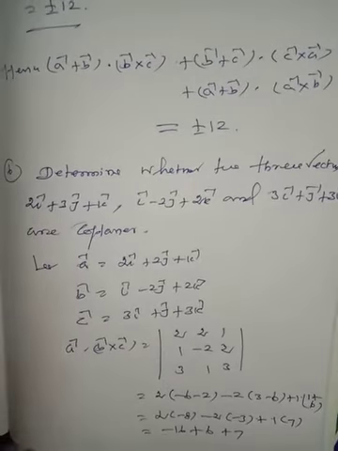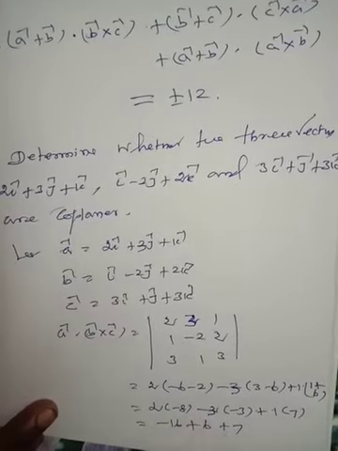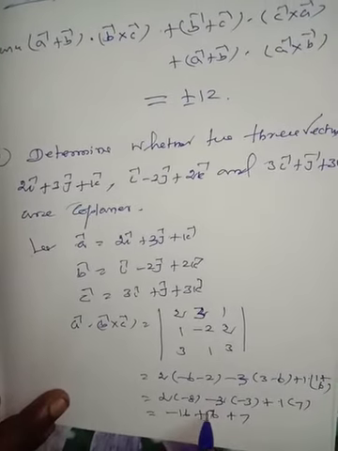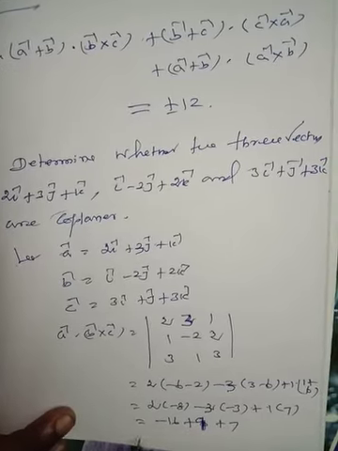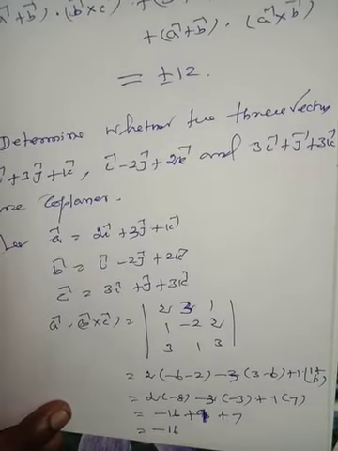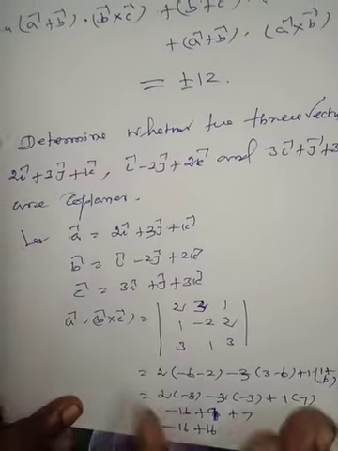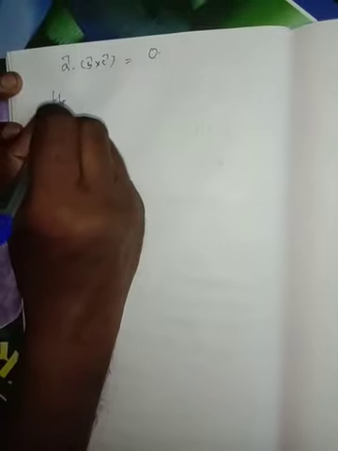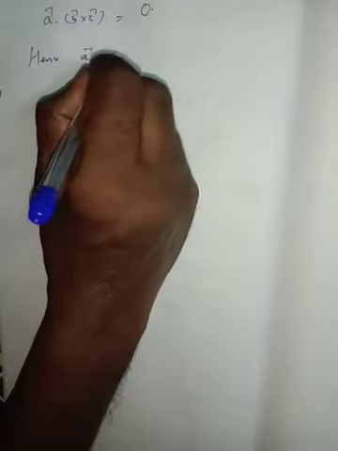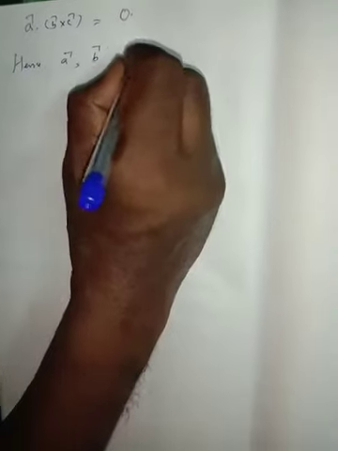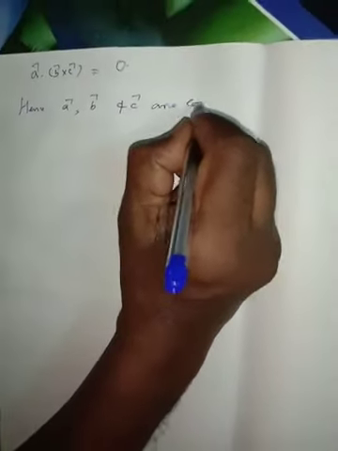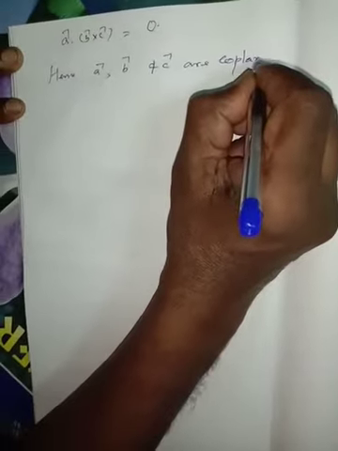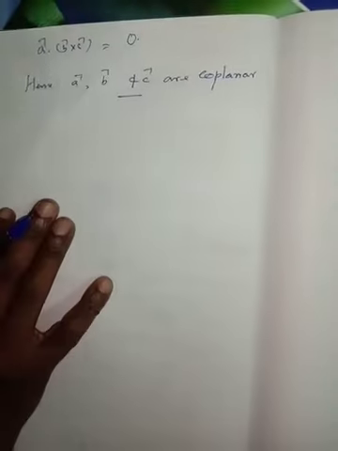How it is possible? Here minus 3, 3 3s are 9. Now minus 16 plus 16 is equal to 0. B cross C is equal to 0. This means hence A vector, B vector and C vector are coplanar. Sum is over.